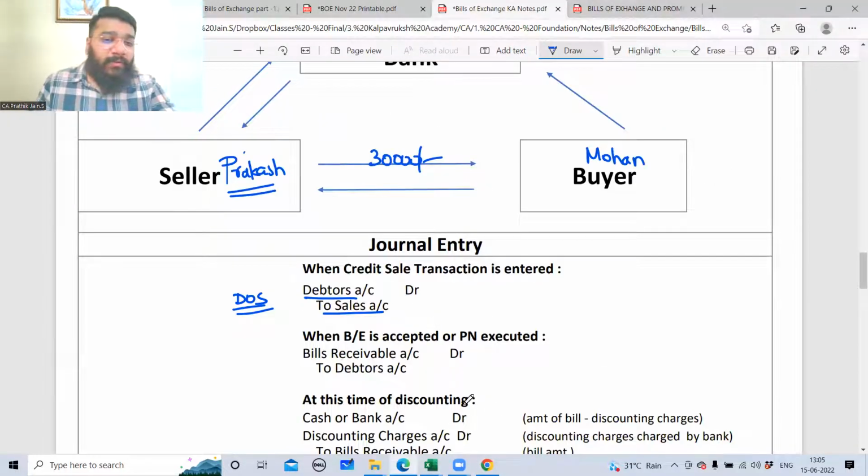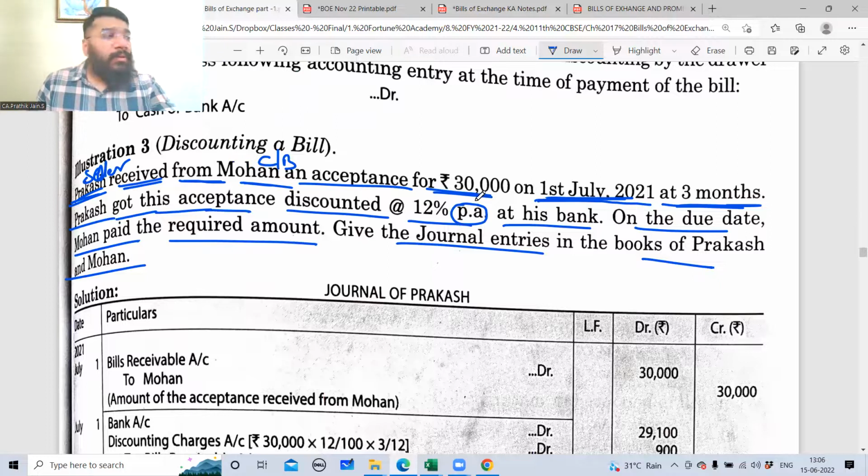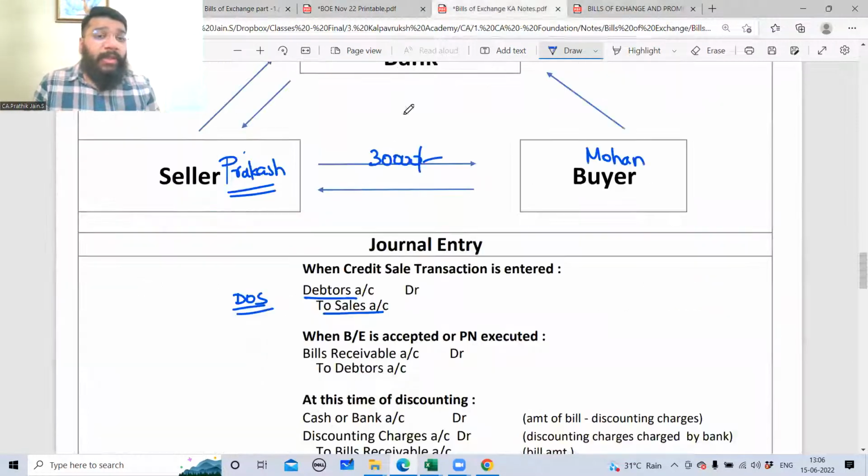So on the date of sale, the entry will be debtors to sale. Then sale. No, we're not supposed to write the entry for sale. That's what I told here. The entry for sale, why am I writing it here? Because for your knowledge, so that you get to know what is the starting point of the transaction.